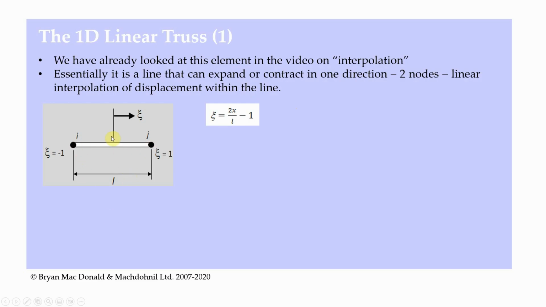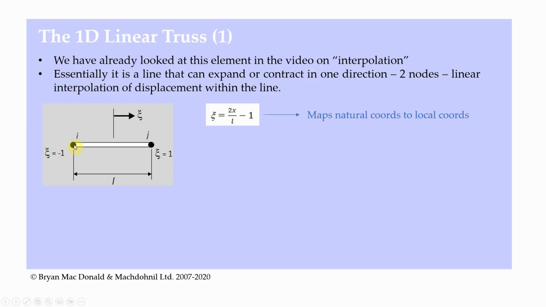We've set our natural coordinate origin at the center of the element, and we set up a natural coordinate system such that node j has the natural coordinate eta of 1, and node i has a natural coordinate eta of -1, and the element has a length L. So we have this mapping function here which allows us to convert between local coordinates and natural coordinates. So x is our local coordinate.